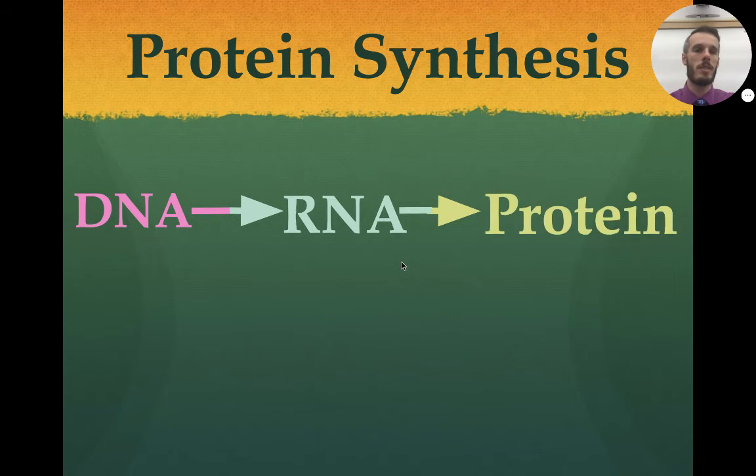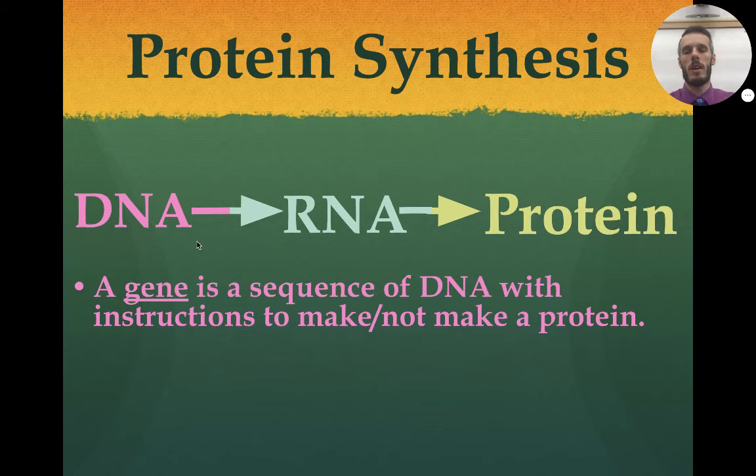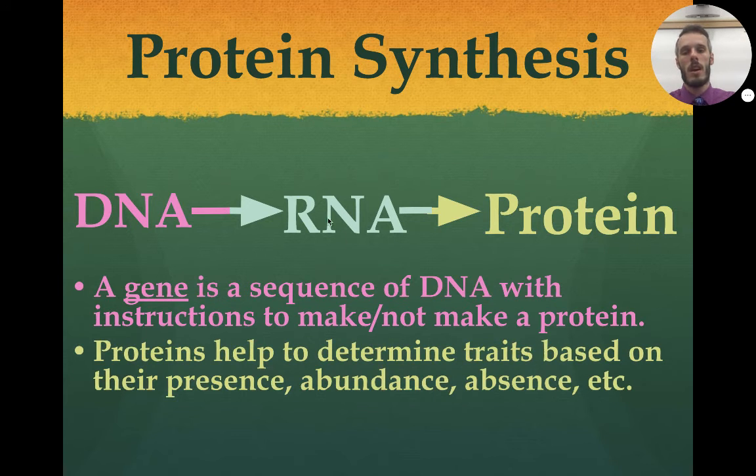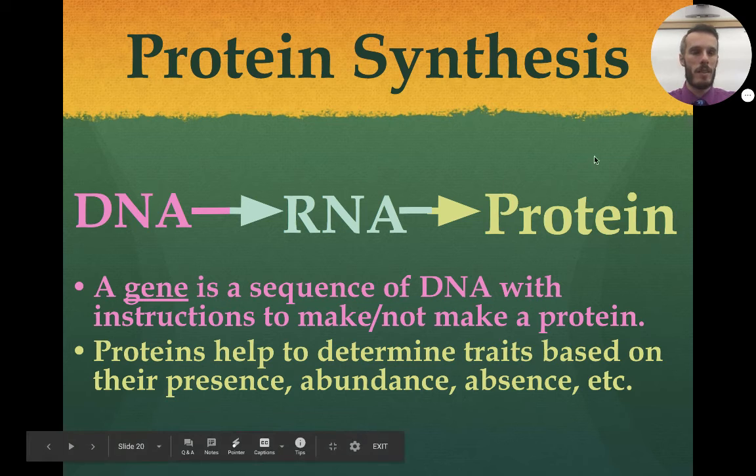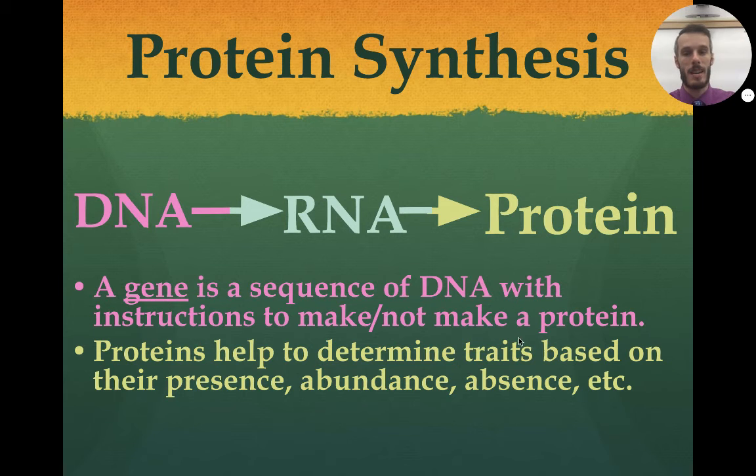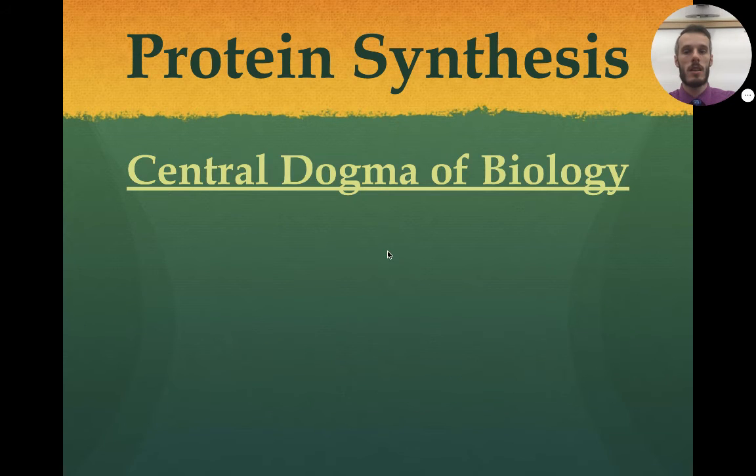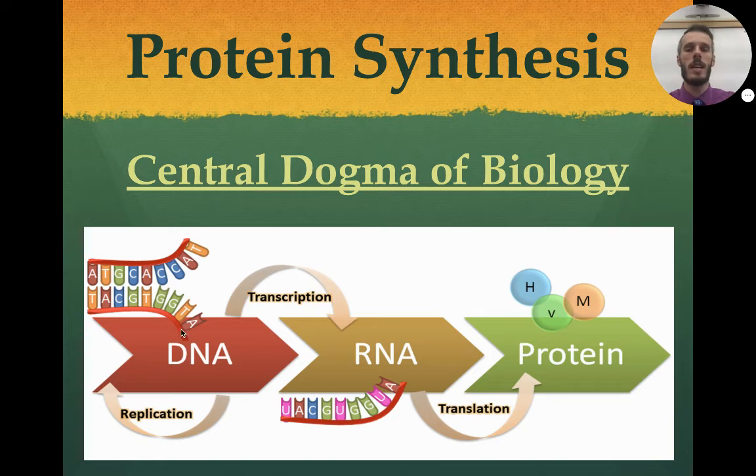All right, so protein synthesis, we're going from DNA to RNA to proteins. So a gene on DNA will code for a specific protein. Okay, so it has instructions to make that protein. So the proteins that you have manifest your traits from the DNA. They will be built according to the instructions that are provided on the DNA. Okay, so the central dogma of biology is taking the DNA to form RNA to form proteins.